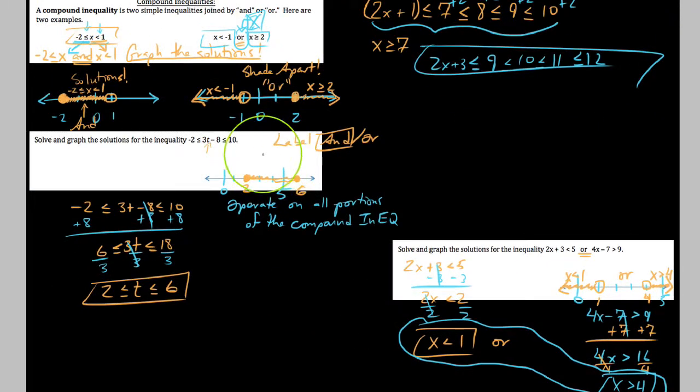Okay, and then up here we also should have labeled this, but anyways, that's how you would deal with compound inequalities. You just do the same thing to everybody, just like an equation.